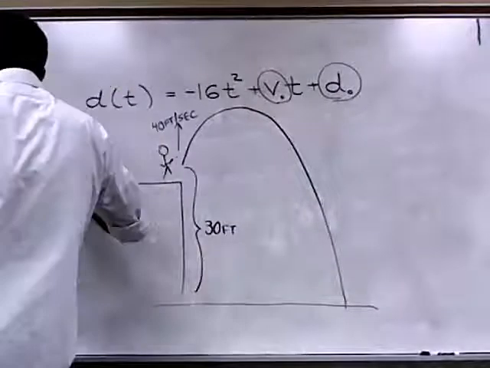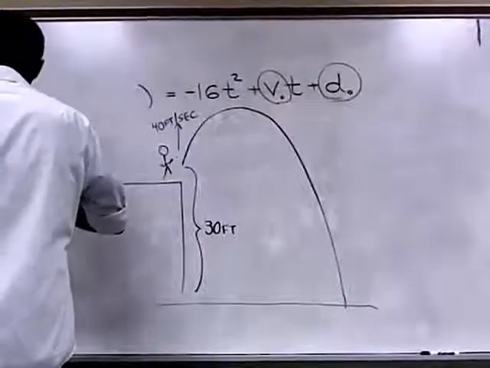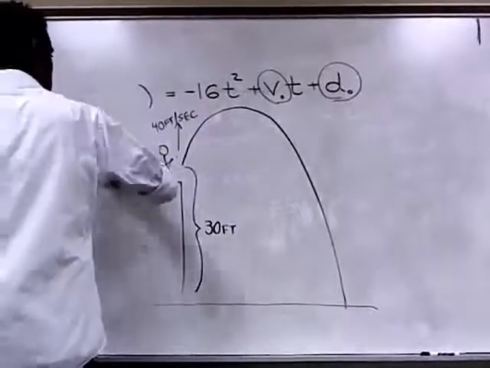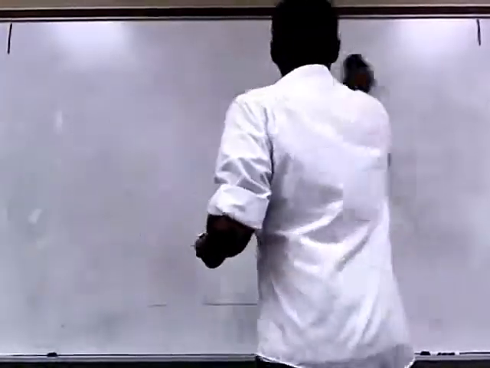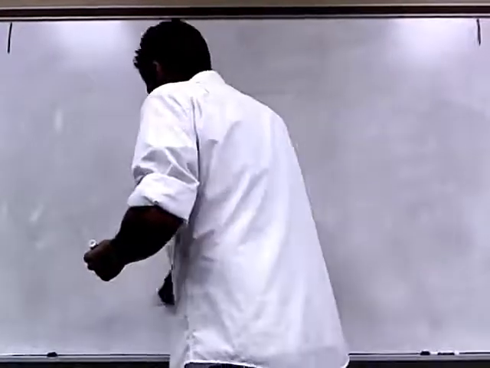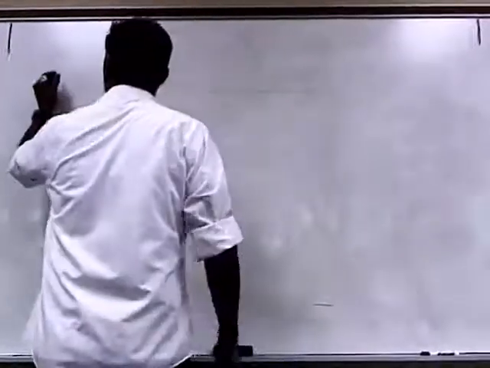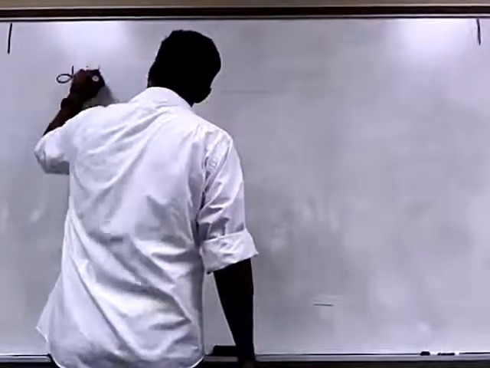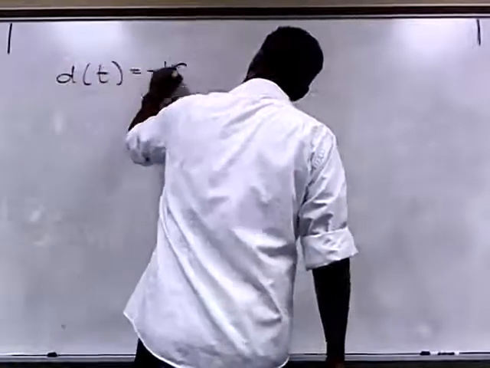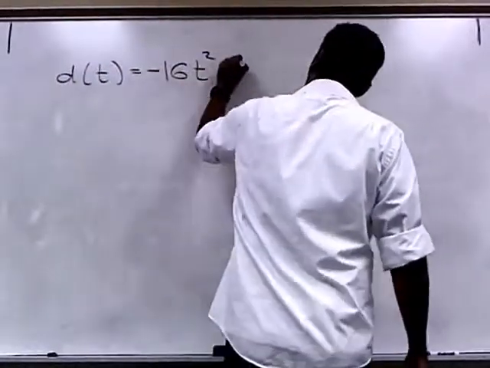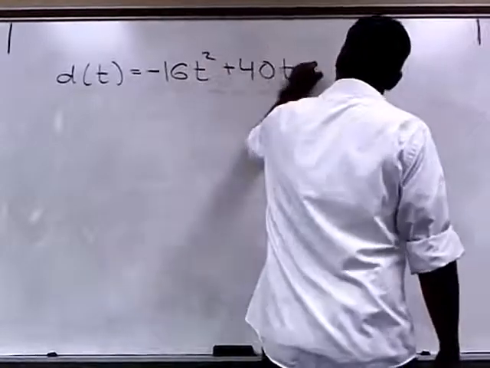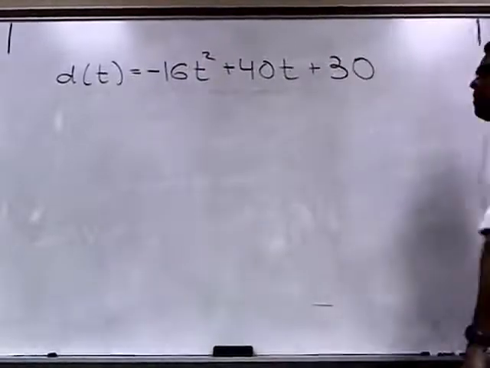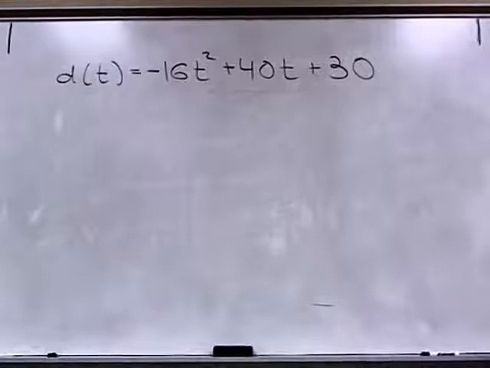All right, let's write down, oh, I think I killed this one. Let's mark down the equation we have, the function. It's negative 16 t squared plus 40t plus 30. Right? That's what I'm working with here.